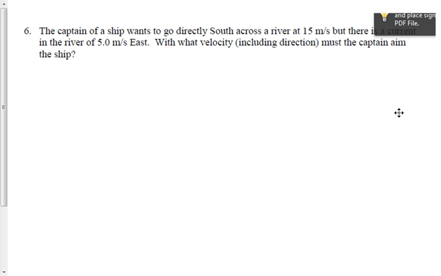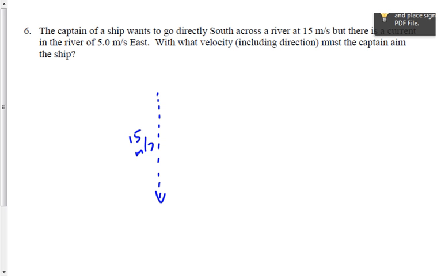The captain of the ship wants to go south. When I draw that 15 meters per second to the south, should I draw it like this, or should I draw it like this? First one or second one, Bailey? Second one. If the captain of the ship actually goes or wants to go directly south, we're going to make that a dotted line vector, a resultant vector, and we're going to label that as 15 meters per second.